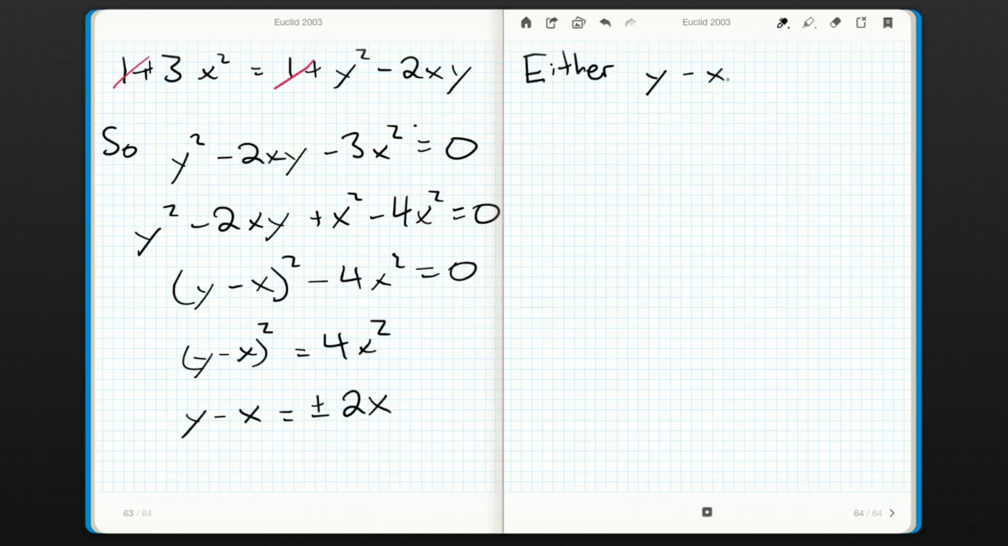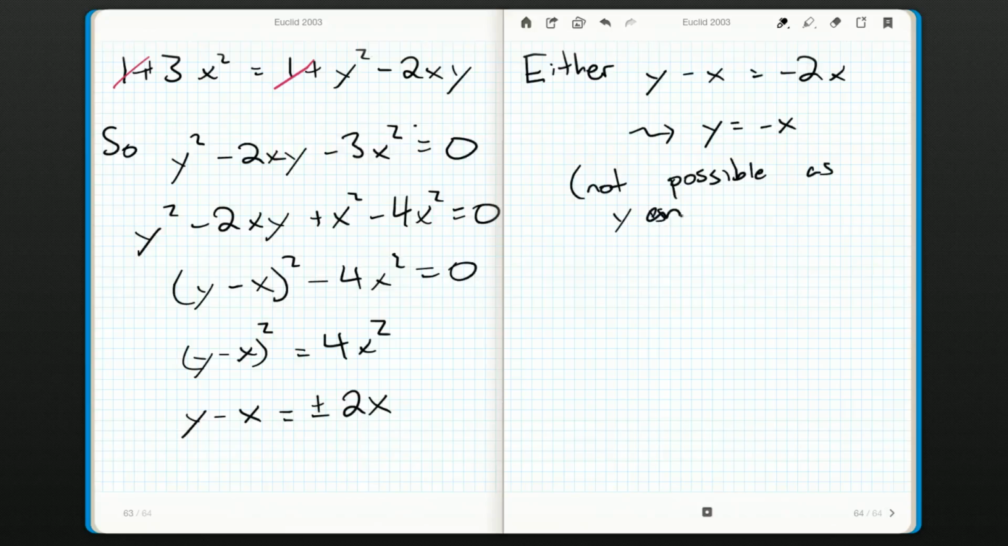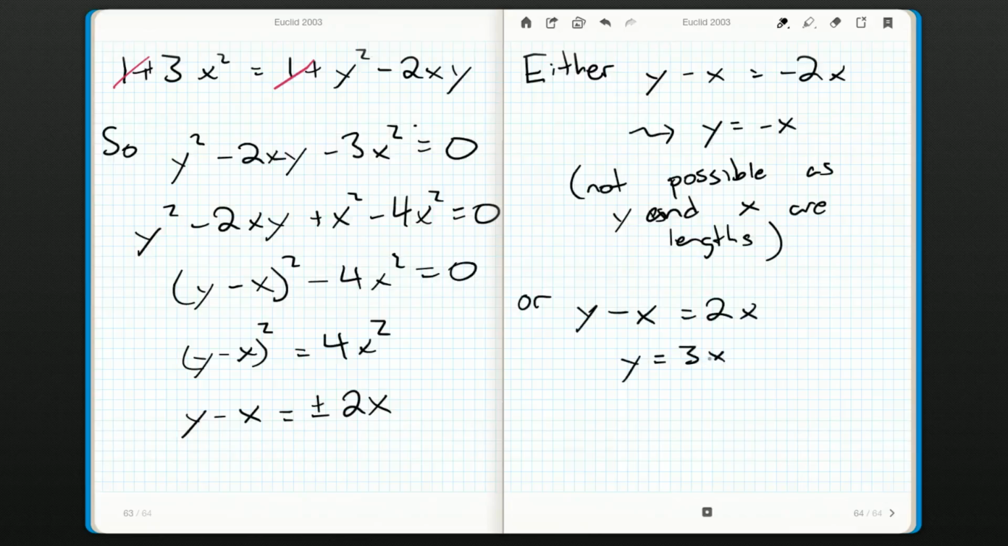So either y − x is −2x, and that would mean that y is −x. That's not possible, as y and x are lengths. One of them would have to be negative, and that's not possible because we've got two lengths represented by these values. Or, and this is the one that has to be true, it's 2x, and that would be y equal to 3x. Okay, great.